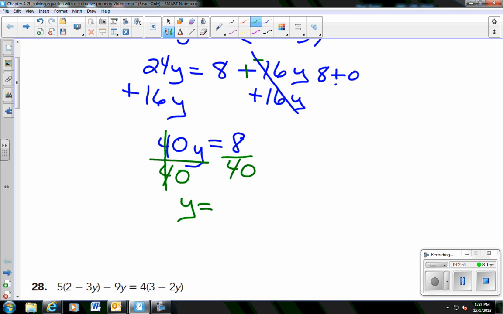So you bring down your equal sign. And then you can do 8 divided by 40 and get a decimal, or you can simply leave it as a fraction and simplify it, and 8 over 40 will simplify to 1/5. So you can have y equals 1/5 or y equals 0.2. Either answer is fine. Okay.